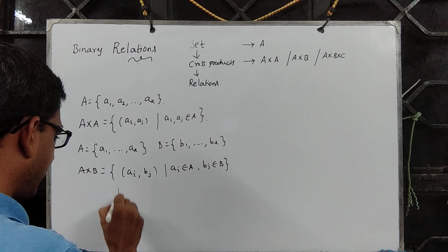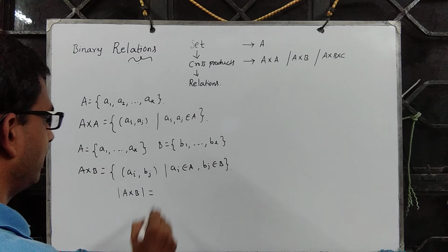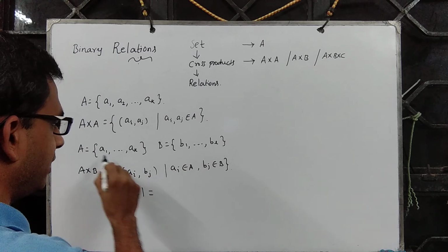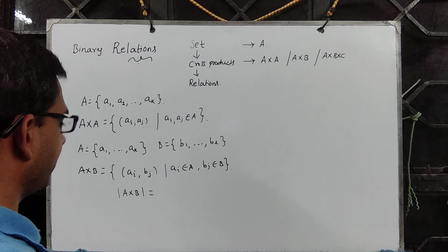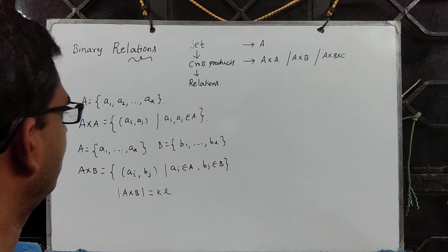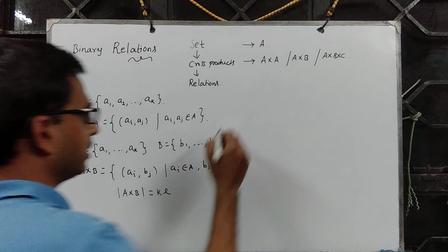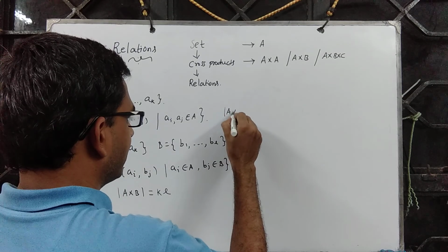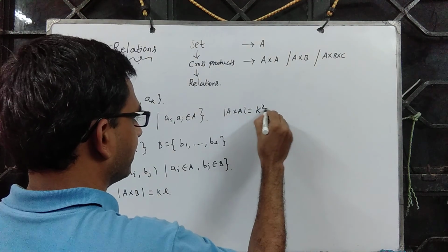So now you can see that the cardinality of A cross B is, each element of one set performs a cross product with each element of the other, which means it is KL. And if you work with just one set, then the cardinality of A cross A is K into K, which is K square.